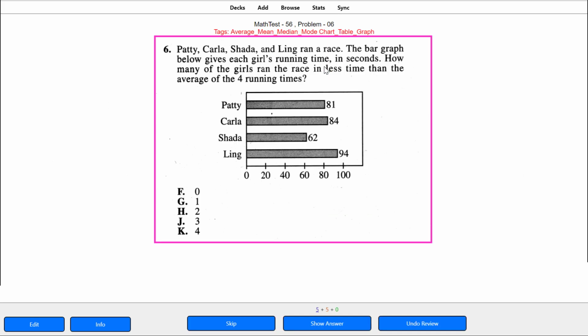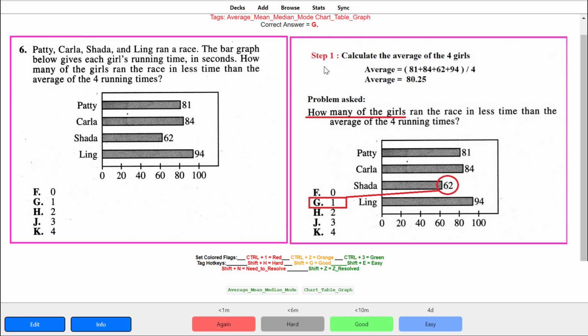In problem number 6, we have 4 girls that run a race. Their times are 81, 84, 62, and 94. They ask us how many of the girls ran the race in less time than the average of the 4 times. So step 1, we figure out what the average time was, and then compare that against the girls' times. We see that only one of them, the third one, Shada, at 62, is less than the average of 80.25.